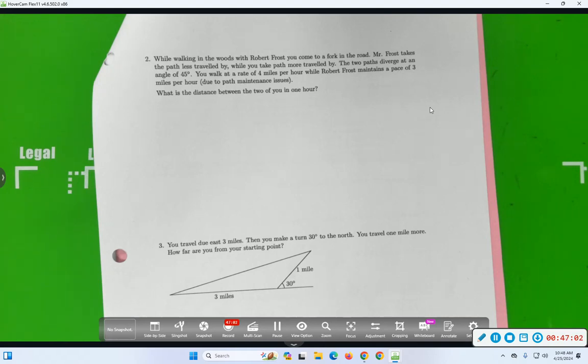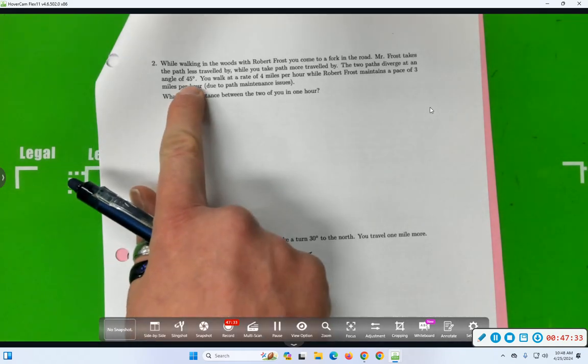I don't think we have enough time to do both. Let's do the top one. We're walking in the woods with Robert Frost. You come to a fork in the woods, and follow the advice of Yogi Berra: when you come across a fork in the road, take it. Anyway, Robert Frost takes the path less traveled by, which makes all the difference, while you, on the other hand, take the path more well-traveled by. As a consequence of path maintenance issues, you can maintain a faster path than Robert Frost. They diverge at an angle of 45 degrees.